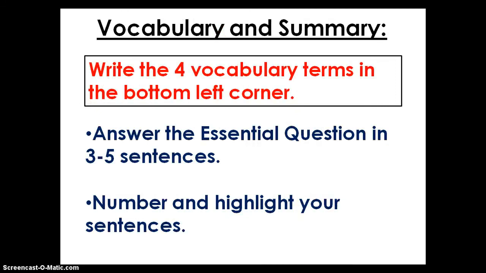For your vocabulary, write the 4 vocabulary terms in the bottom left corner. And for your summary, answer the essential question in 3 to 5 sentences. Remember, your essential question was contrast the differences between your metals, nonmetals, and metalloids. And you want to number and highlight your sentences.